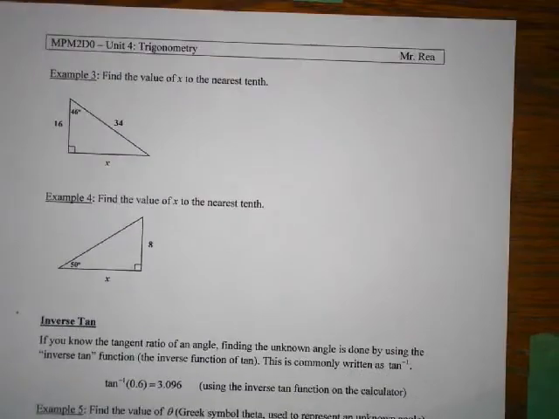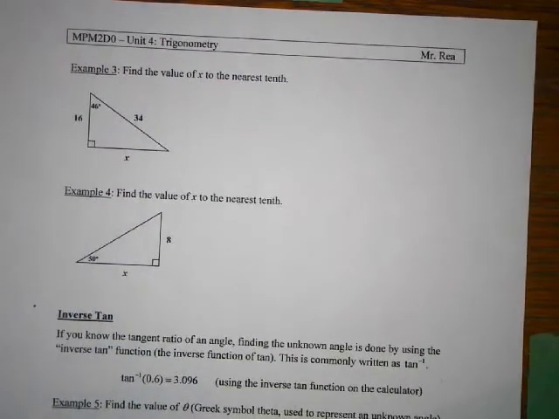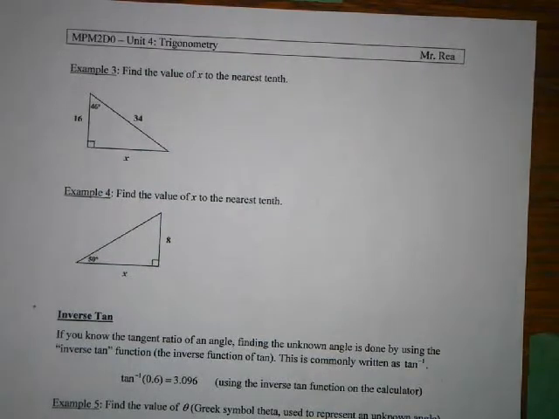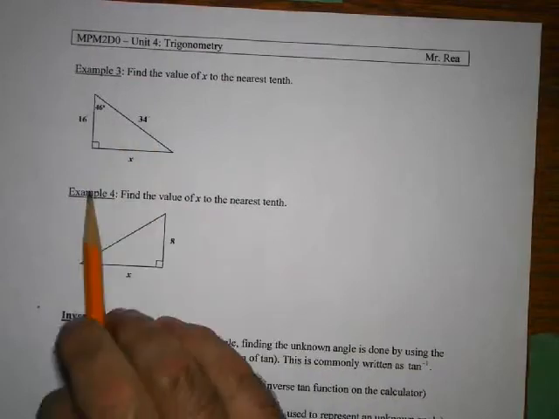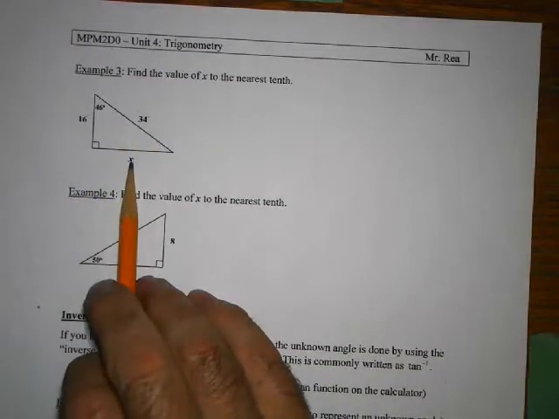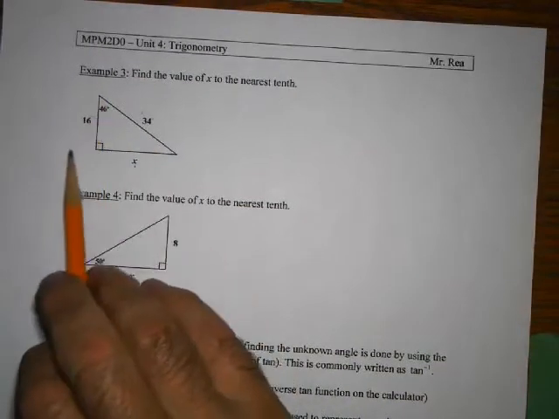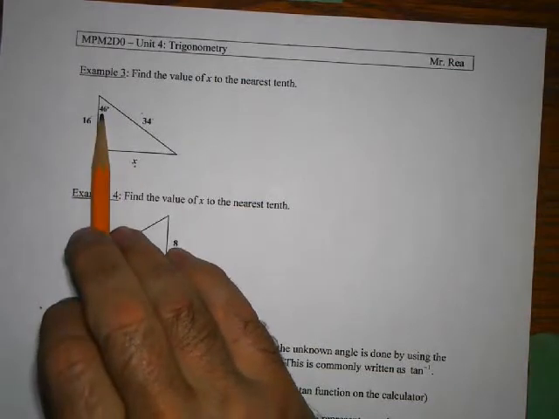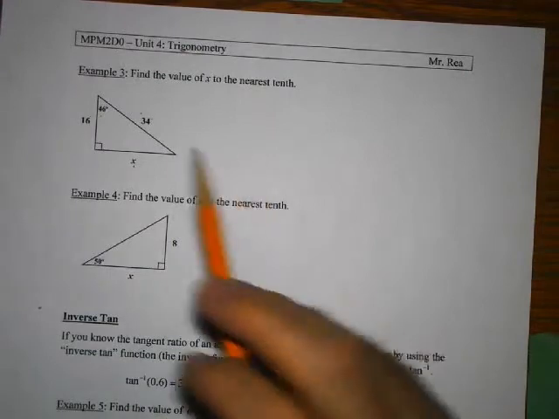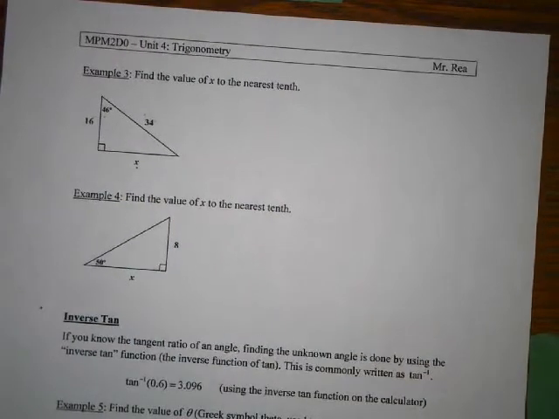More of the same, really. Find the value of x to the nearest tenth. Same as before. This time, I've got two sides here, I've got a third side, and I'm trying to find out what that side is, and I know this angle is 46. Now, I think when I made this question, I wasn't being overly accurate.